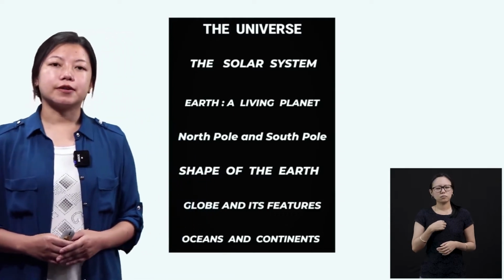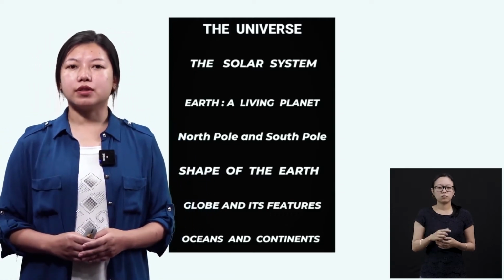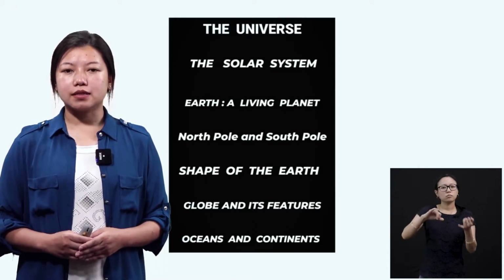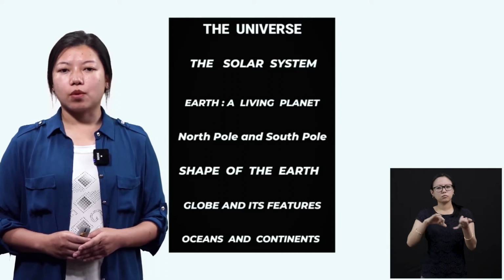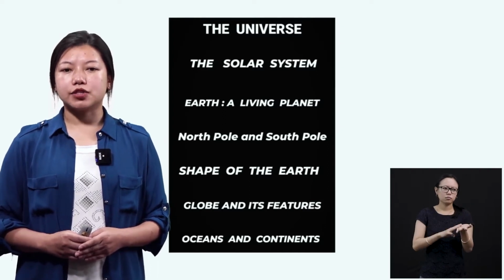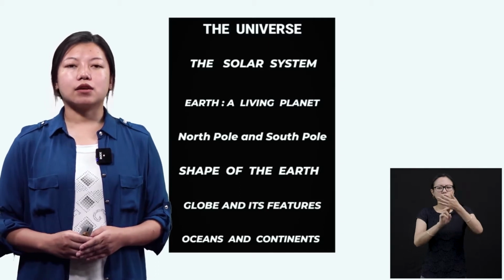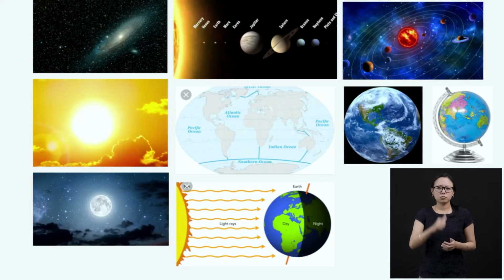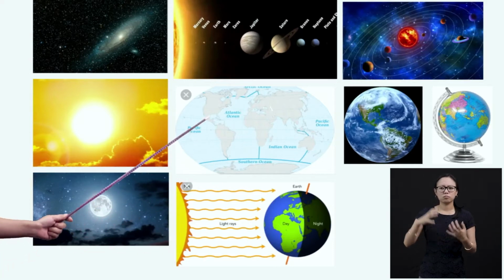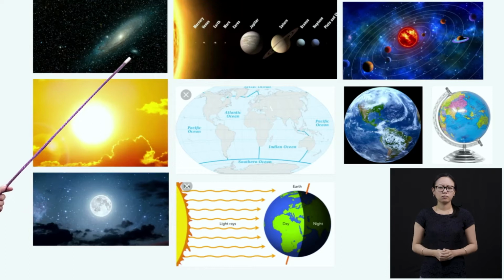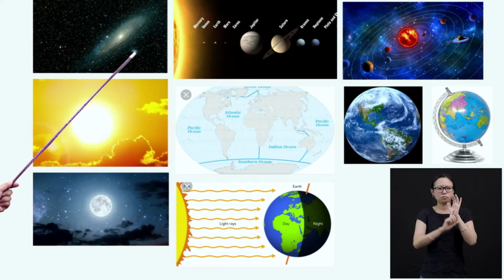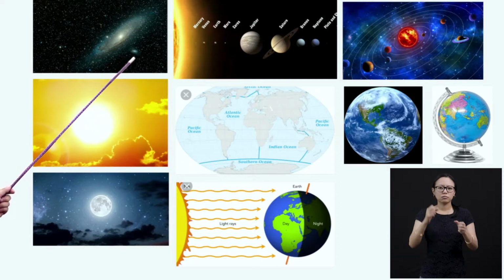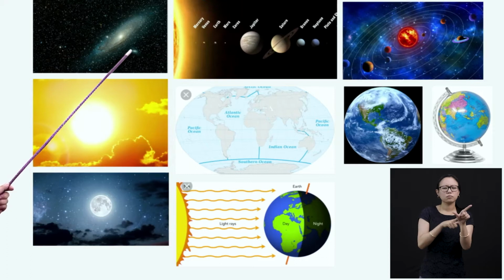So you can see here, I have explained the universe, the solar system, Earth, a living planet, North Pole and South Pole, globe and its features, oceans and continents. So here from the picture, let me give a revision. I've explained to you about galaxy, where a group of stars forms the Milky Way, right? There are many galaxies, so Milky Way is one of them.